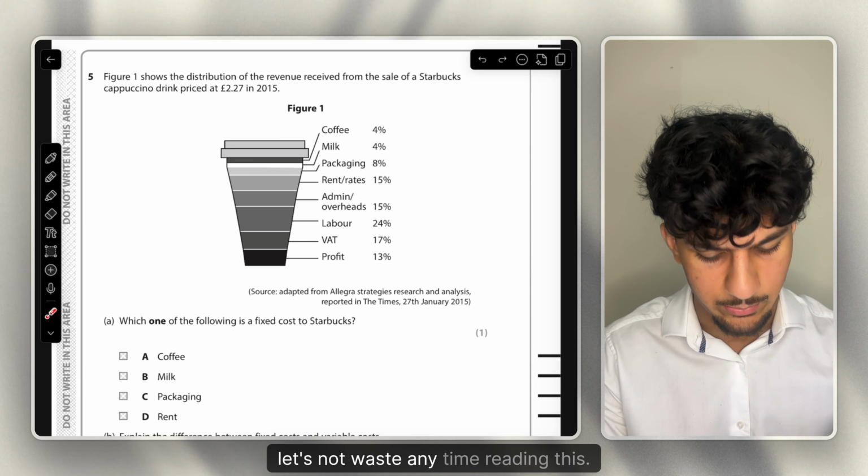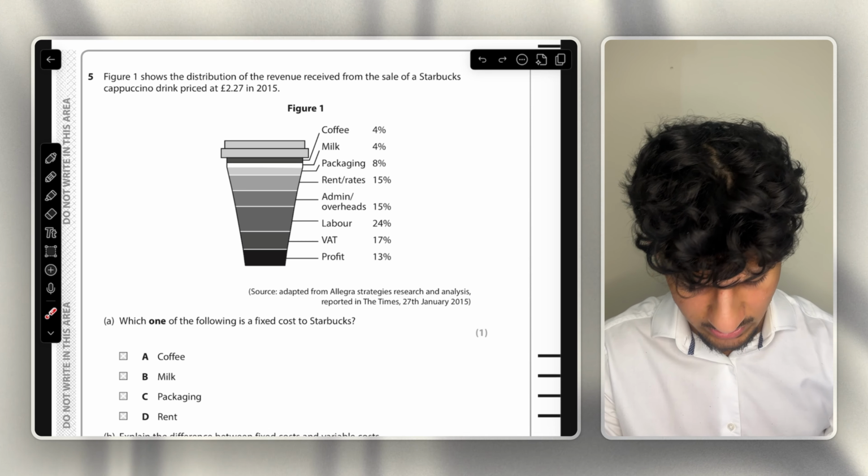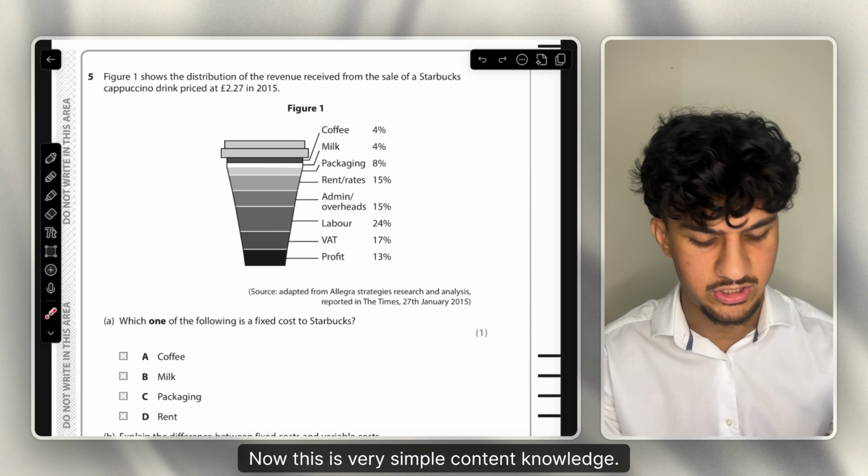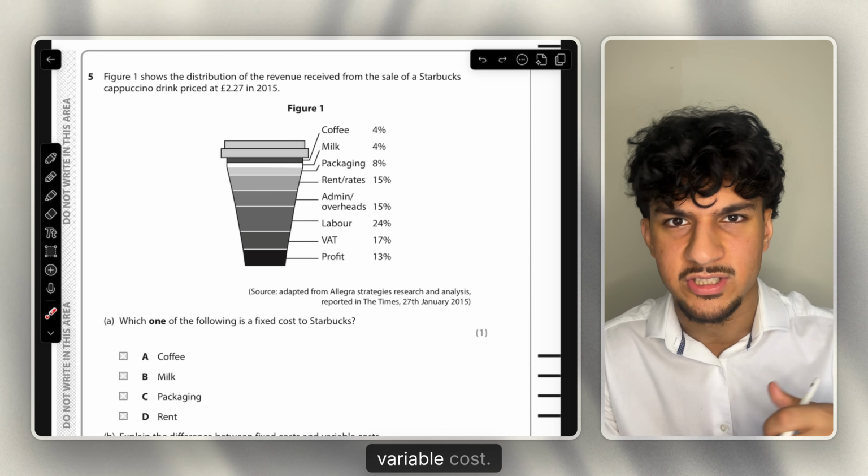Let's not waste any time reading this. We'll read it when it becomes relevant. Let's go straight to which of the following is a fixed cost to Starbucks. Now this is very simple content knowledge, so it's just the difference in a fixed and a variable cost.